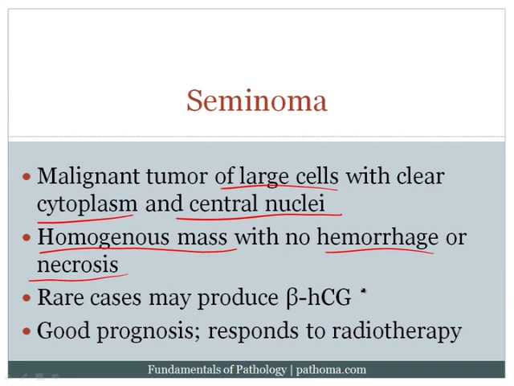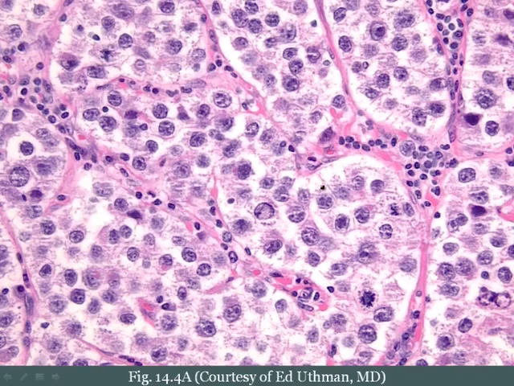Rare cases of seminoma can produce beta-hCG. Now remember that we classically associate beta-hCG with choriocarcinoma, or the tumor of placental tissue. However, rare cases of seminoma can also produce beta-hCG. And we have already discussed the fact that seminoma has a good prognosis and responds to radiotherapy. Here's a picture of seminoma.